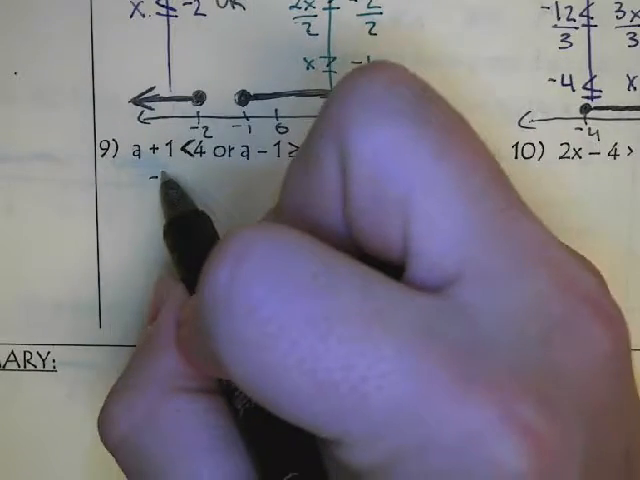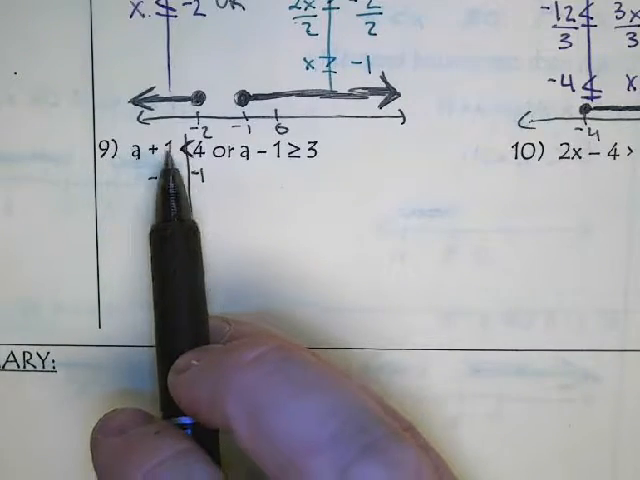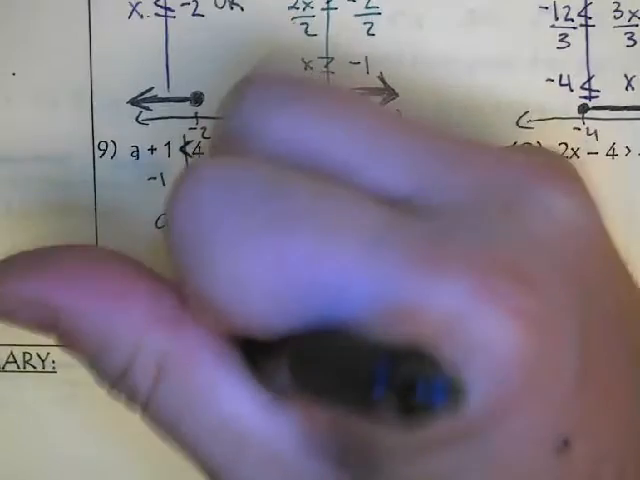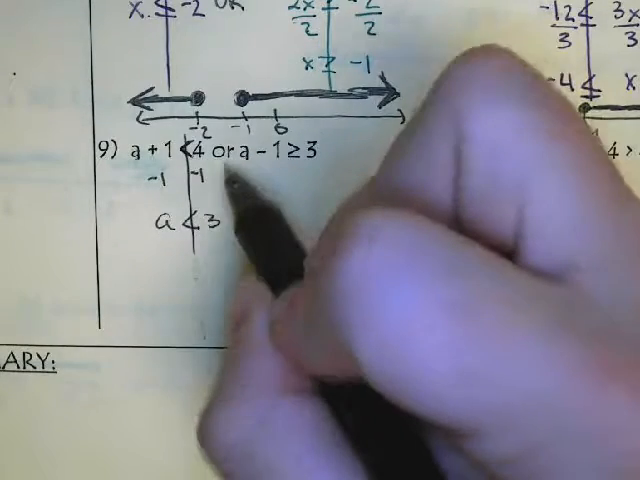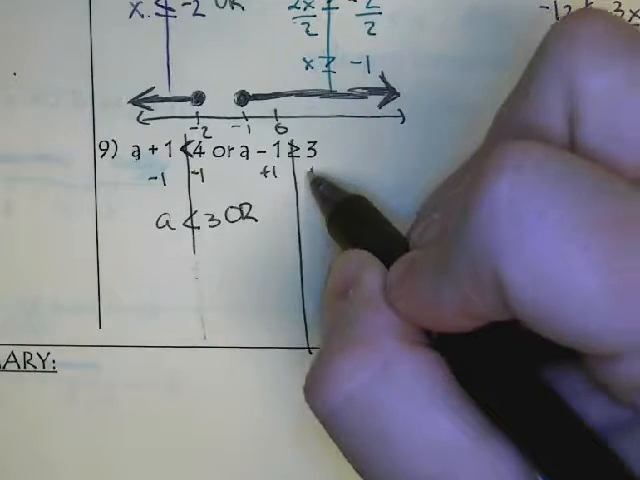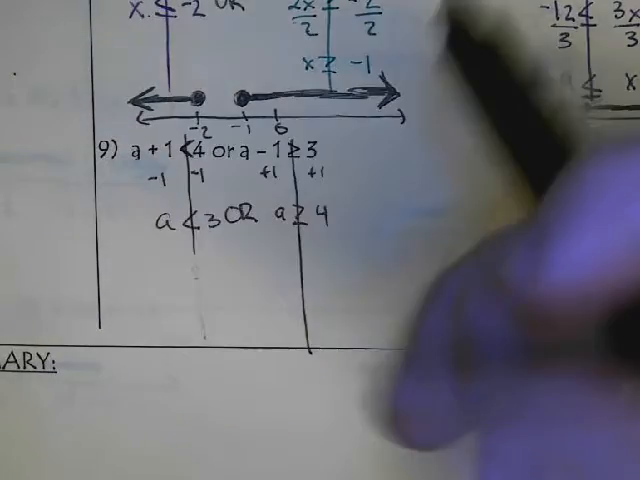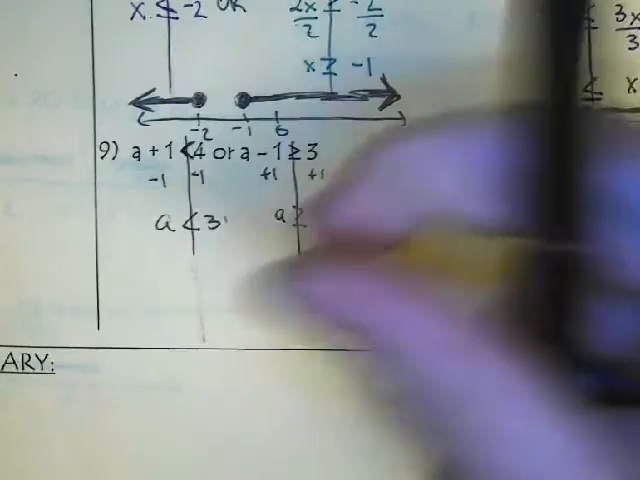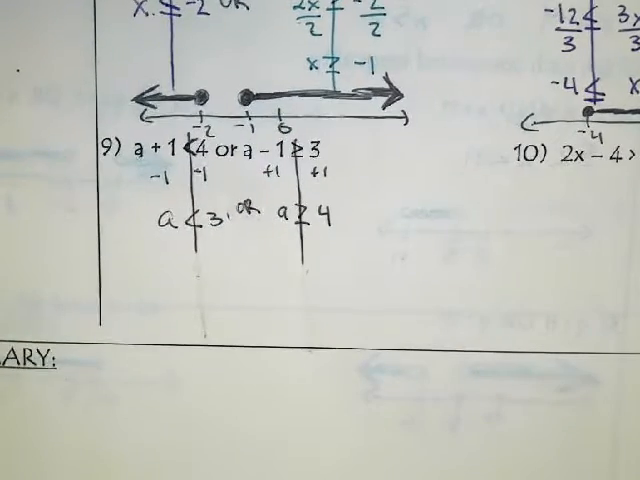So if I subtract 1 from both sides, just doing that first, the first half of the problem, a plus 1 is less than 4, I get a is less than 3. Now I'll bring my or down, and on this side we'll add 1 to both sides, so we have a is greater than or equal to 4. So when we're graphing this, we have a is less than 3, or a is greater than or equal to 4.